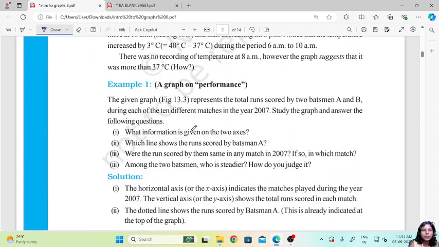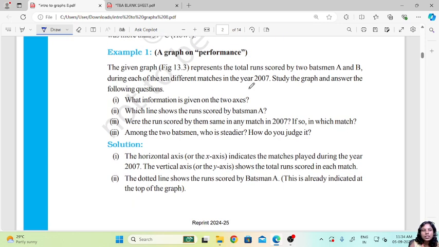Now next, example 1, a graph on performance. Now that was a temperature-time graph. Now we will look at a performance graph. Now the given graph represents the total runs scored by two batsmen A and B during each of the 10 different matches in the year 2007. Study the graph and answer the following questions. Okay, so let's look at the graph first.